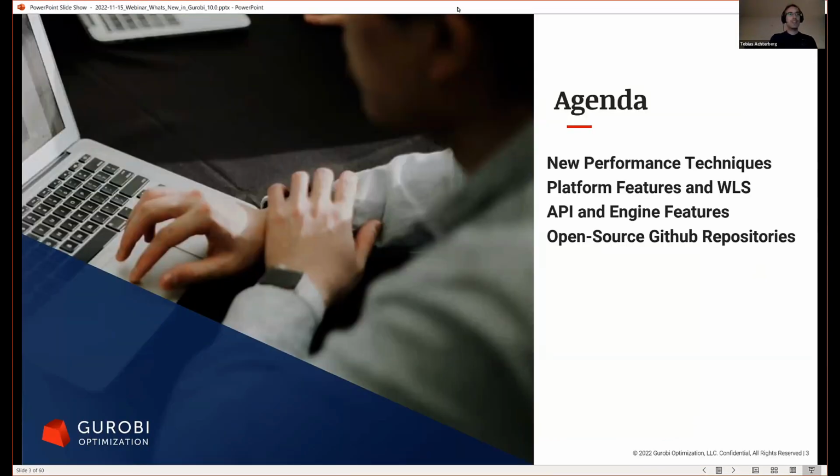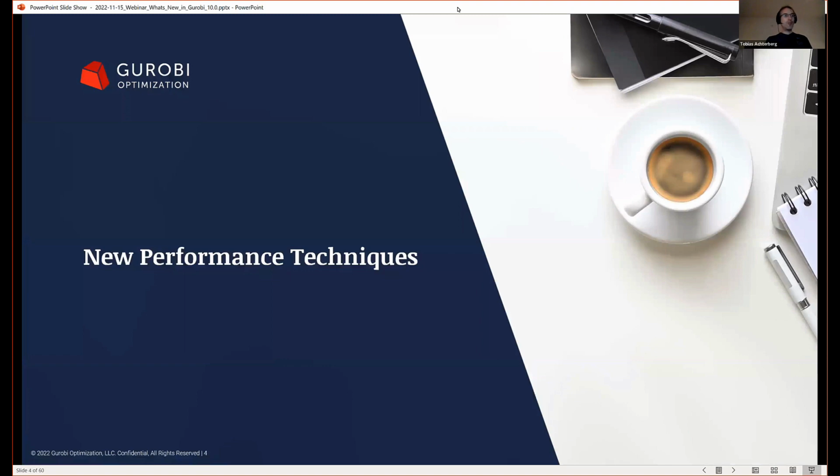Here's the agenda for today. Gurobi 10, as always, includes a number of new performance techniques that I will explain, some of them. Then we have exciting new platform features for the cluster manager and for our web license service, WLS. We have added new API and engine features on top of the performance, and pretty cool stuff. We have open source GitHub repositories now online that you can use together with the Gurobi releases. So let's dive into the new performance techniques.